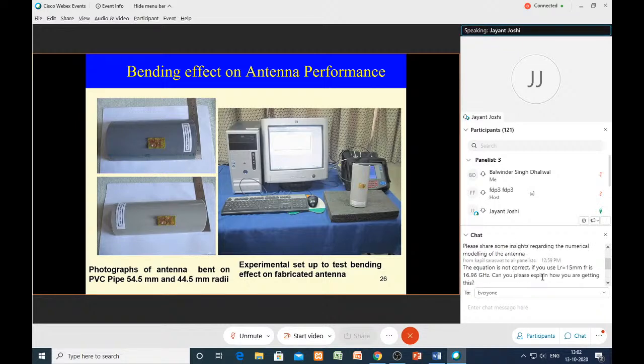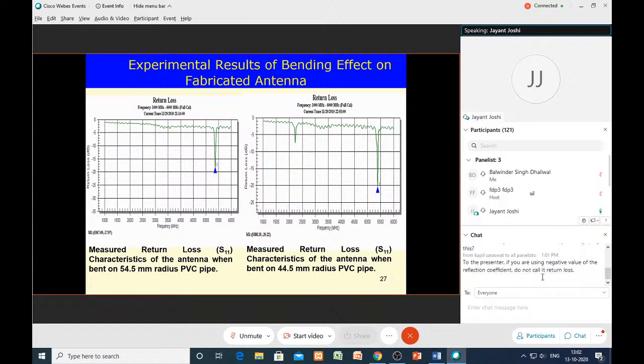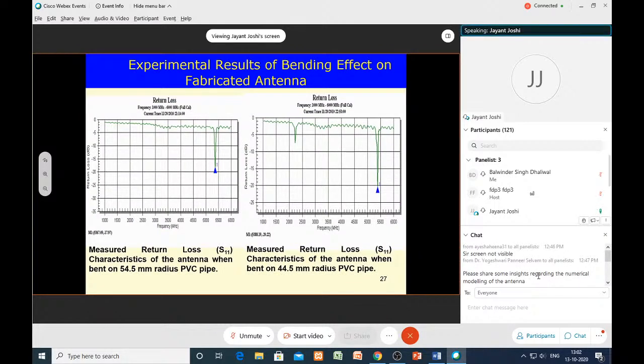Okay. So you can also get some data points. Those data points can also be used with some optimization techniques. That is a different area, so Balwinder sir may talk about these optimization techniques tomorrow or the day after tomorrow in his session. So these are the bending effect results for different curved shapes. Okay. These are the measured results actually, and we didn't find any considerable deviations in the results.